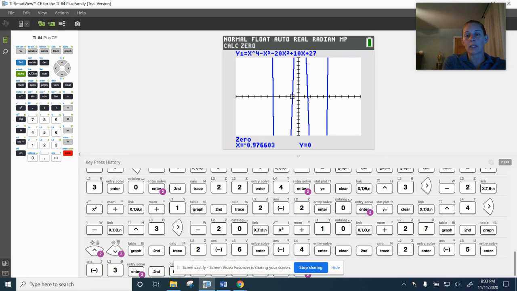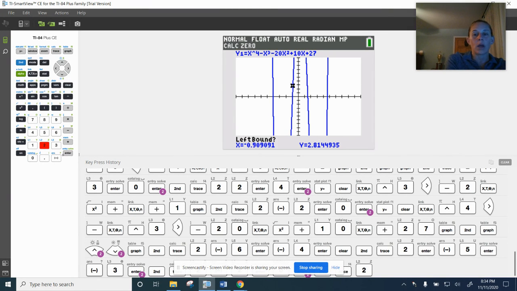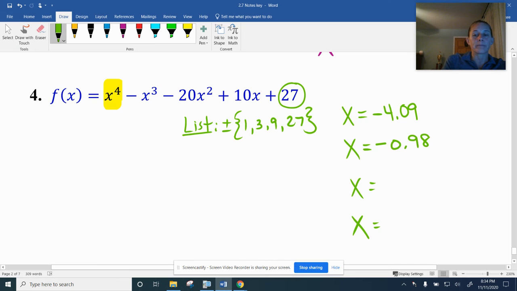This next one looks like it's between 1 and 2, so second trace. Option 2, find the 0. I'm going to say it's between 0 on the left and 3 on the right. And then I'm going to guess it. 1.469, so 1.47.